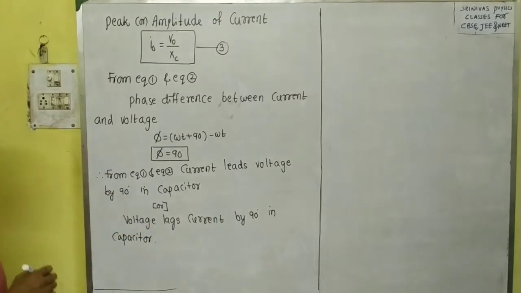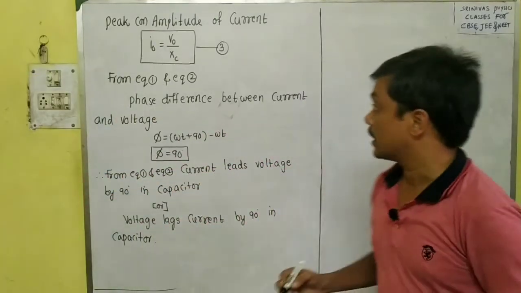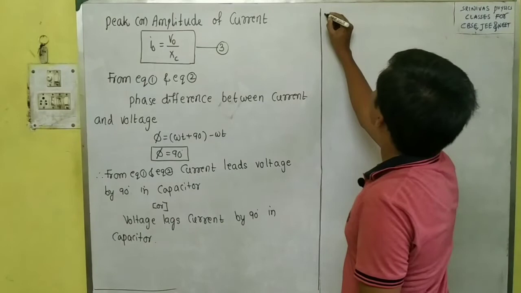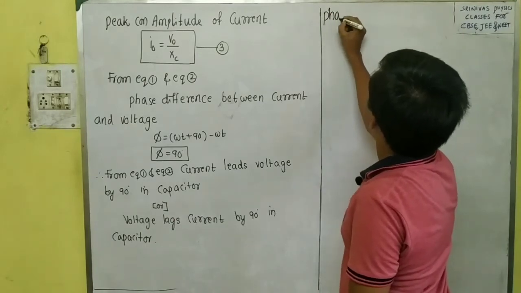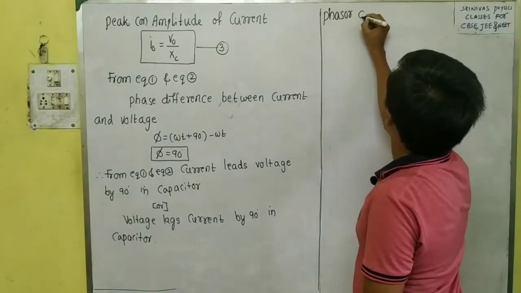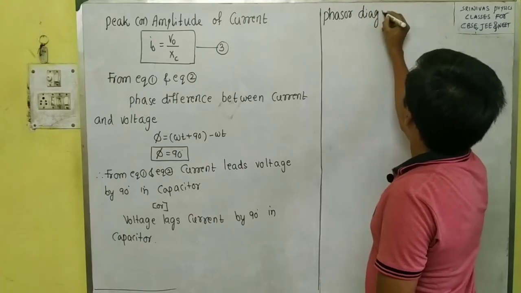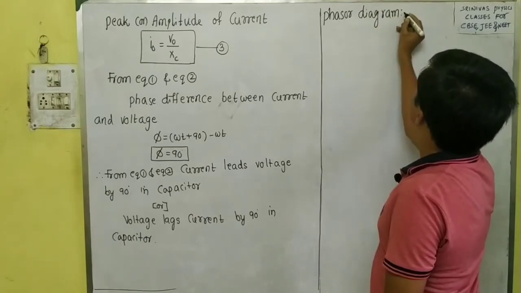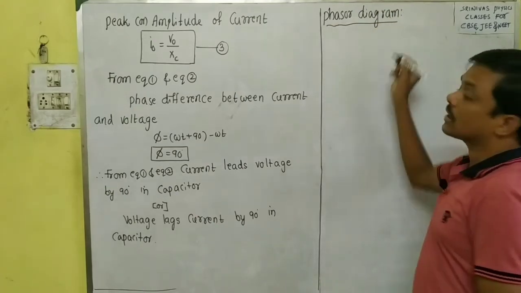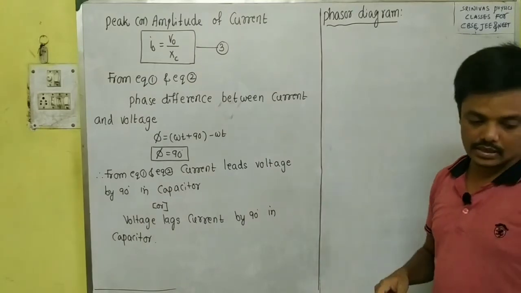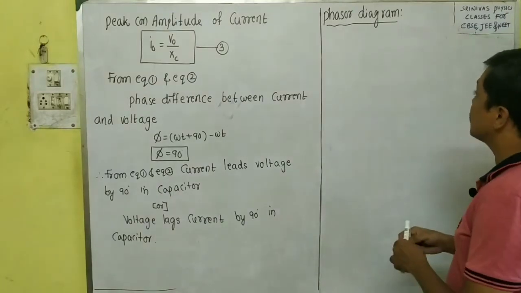Right. And next I am going to explain the phasor diagram, how to draw the phasor diagram. Phasor diagram means what? Representation of current and voltage as rotating vectors. Then how can we indicate this? Let us see here.